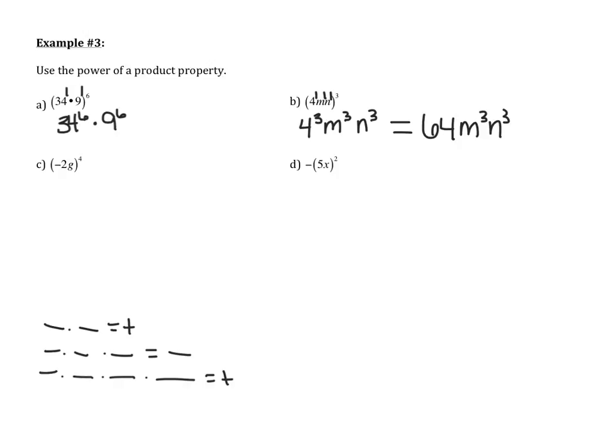So if you have a negative number raised to an even power, so like 2 times or 4 times, you're going to get a positive answer, meaning the negative will go away. If you have a negative raised to an odd power, so like 3 times, it's going to give you a negative answer.